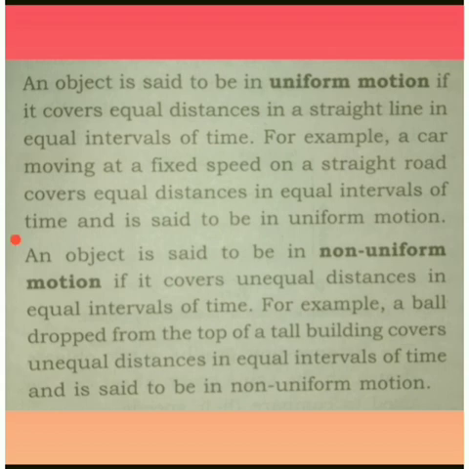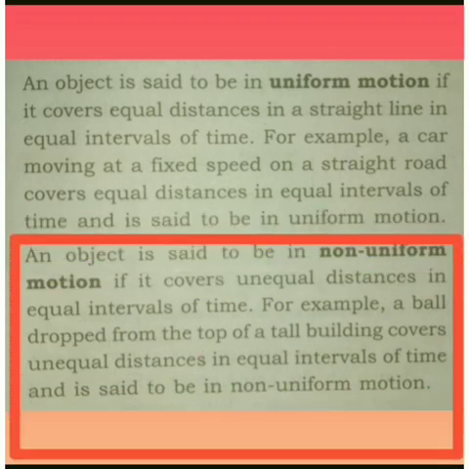Now what is non-uniform motion? An object is said to be in non-uniform motion if it covers unequal distances in equal intervals of time. For example, a ball dropped from the top of a tall building covers unequal distances in equal intervals of time and is said to be in non-uniform motion. You can see here a body is said to have non-uniform motion, here a car, if it travels unequal distances in equal intervals of time.